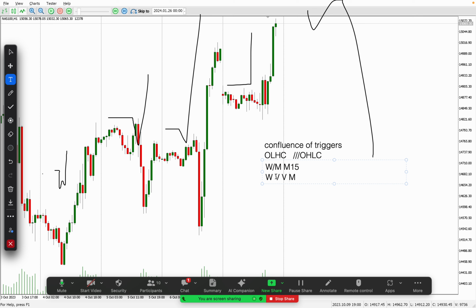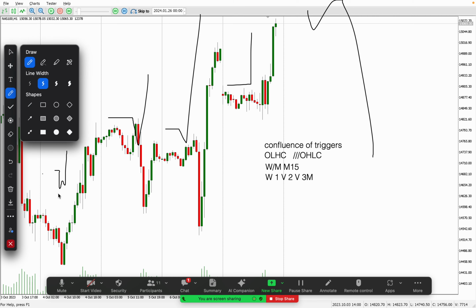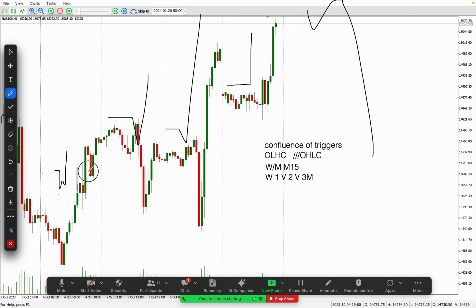Essentially, between the W and the V is level 1. Between the V and the V, it's level 2. Between the V and the M, it's level 3. Level 1, level 2, level 3. And level 3 is comprised of 3 individual pushes. 1, 2, 3. Okay, let me toggle.